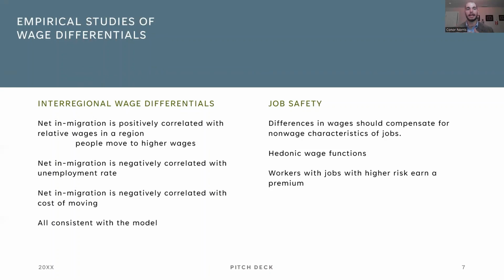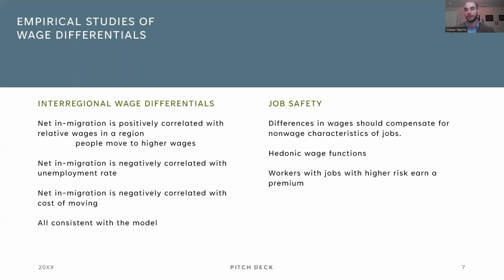Now, the other aspect that the textbook really looks into is job safety. So differences in wages should compensate for non-wage characteristics of the job. In this case, they're looking at job safety, but there's a lot of other negative things. There could be a stigma associated with a job, or a job that tends to have lower status in the eyes of other people. Now, you will need to pay workers more money to be willing to go into those jobs.